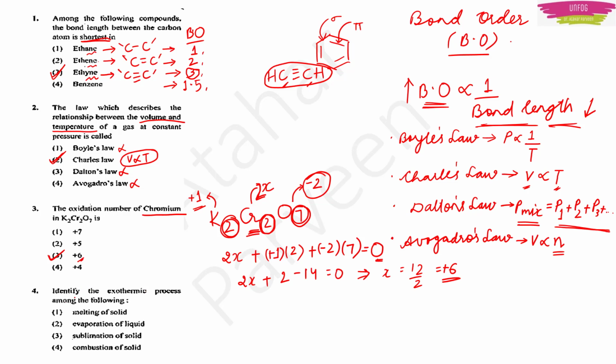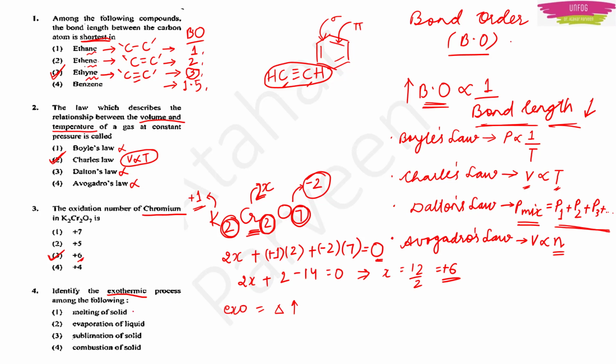Now the fourth question says, identify the exothermic process among the following. The first option we have is melting of solid, then evaporation of liquid, sublimation of solid, and combustion of solid. So what does exothermic process mean? Exothermic process means that energy or heat is being released from that action. That process is releasing heat and energy into its environment.